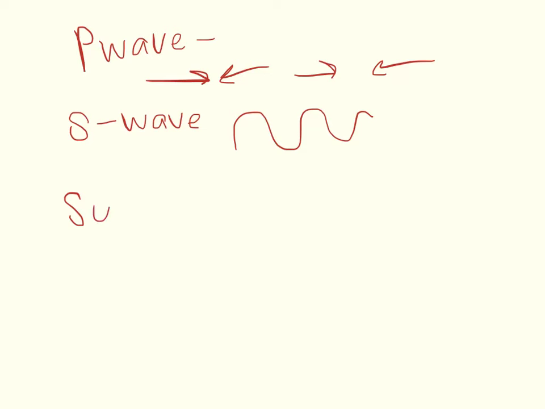And then the last type of wave, and our science book uses these words, is a surface wave. And they move kind of like in a rolling motion.